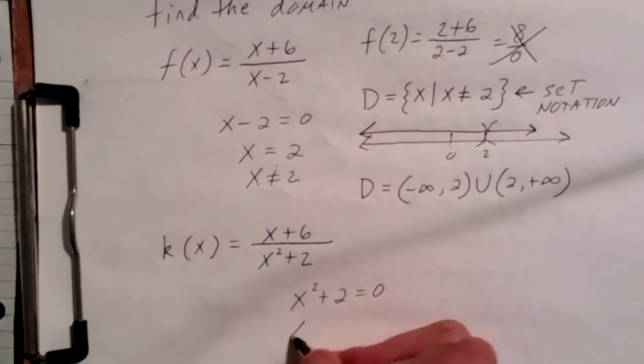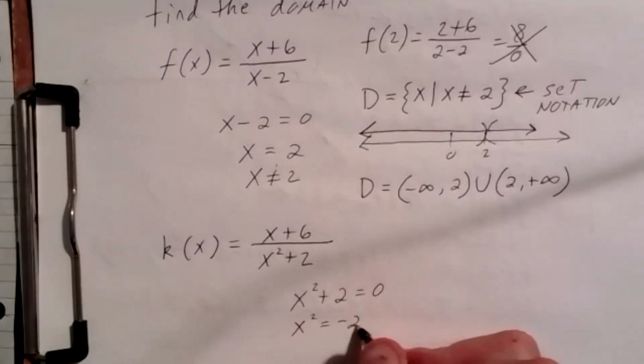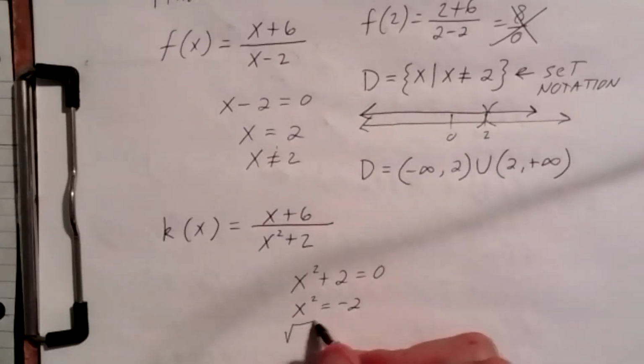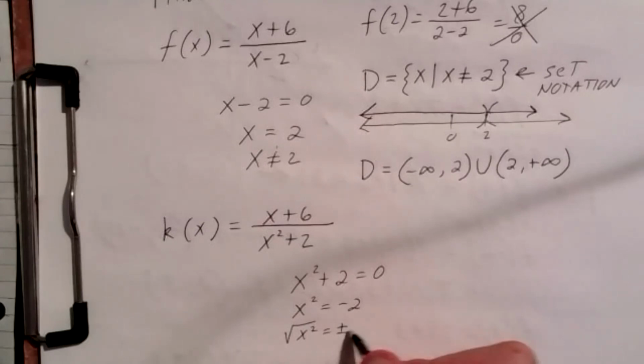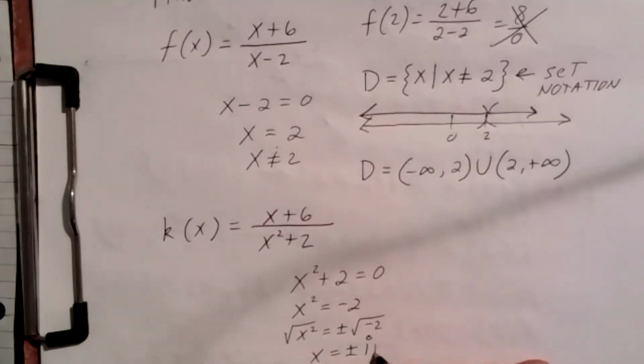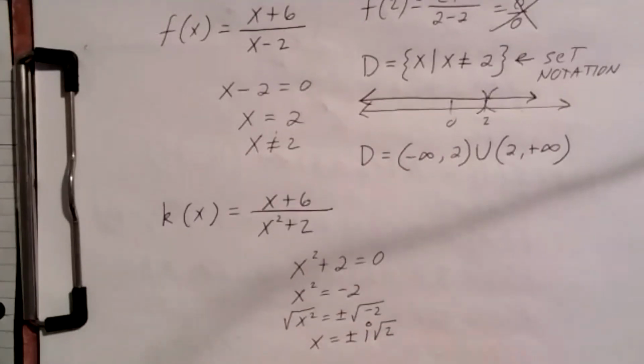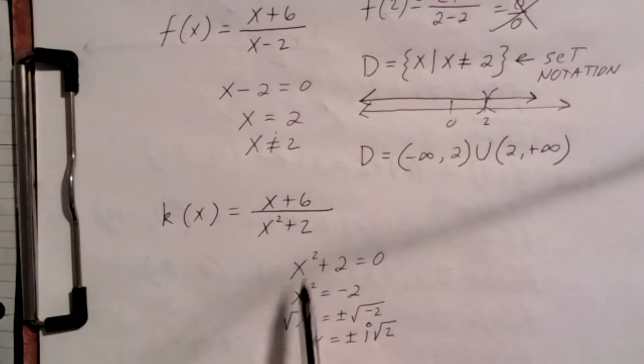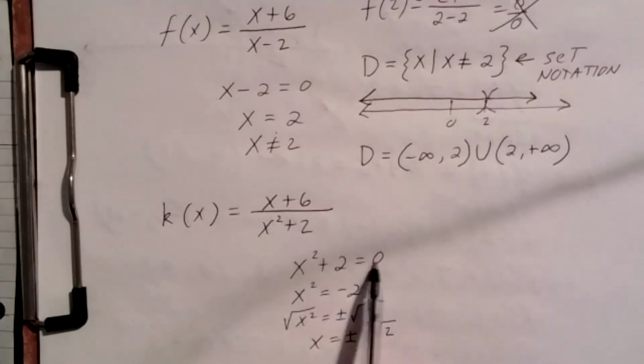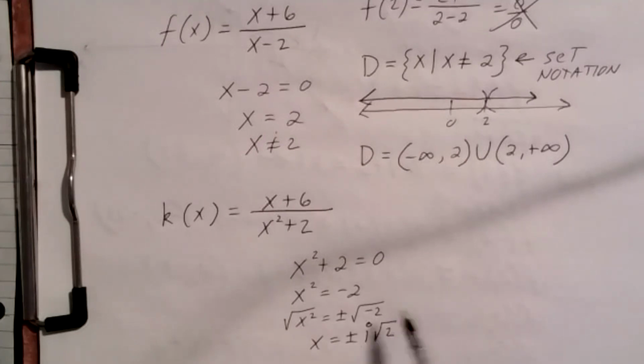Well, let's try to solve this equation and find out. Subtracting 2 from both sides, taking the square root of both sides, we get x is equal to plus or minus i times the square root of 2. Ladies and gentlemen, these are not real. So my question is this: are there any real numbers that cause my denominator to be equal to 0? The answer is no.